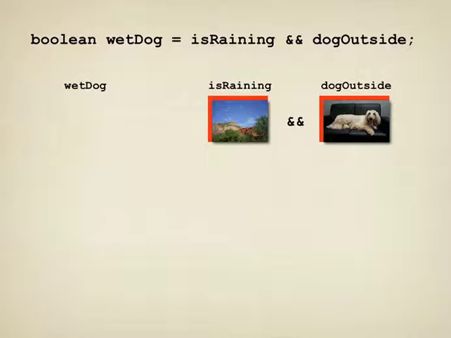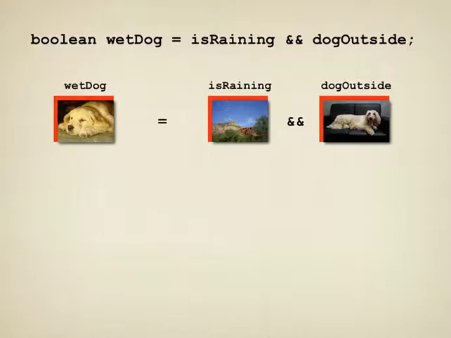Now let's and them together. Remember, and says, I give you back true only if both of the arguments are true. Well, they're both false. So the result is, I do not have a wet dog. And that makes sense. If it's not raining outside and my dog is inside, then my dog is dry.